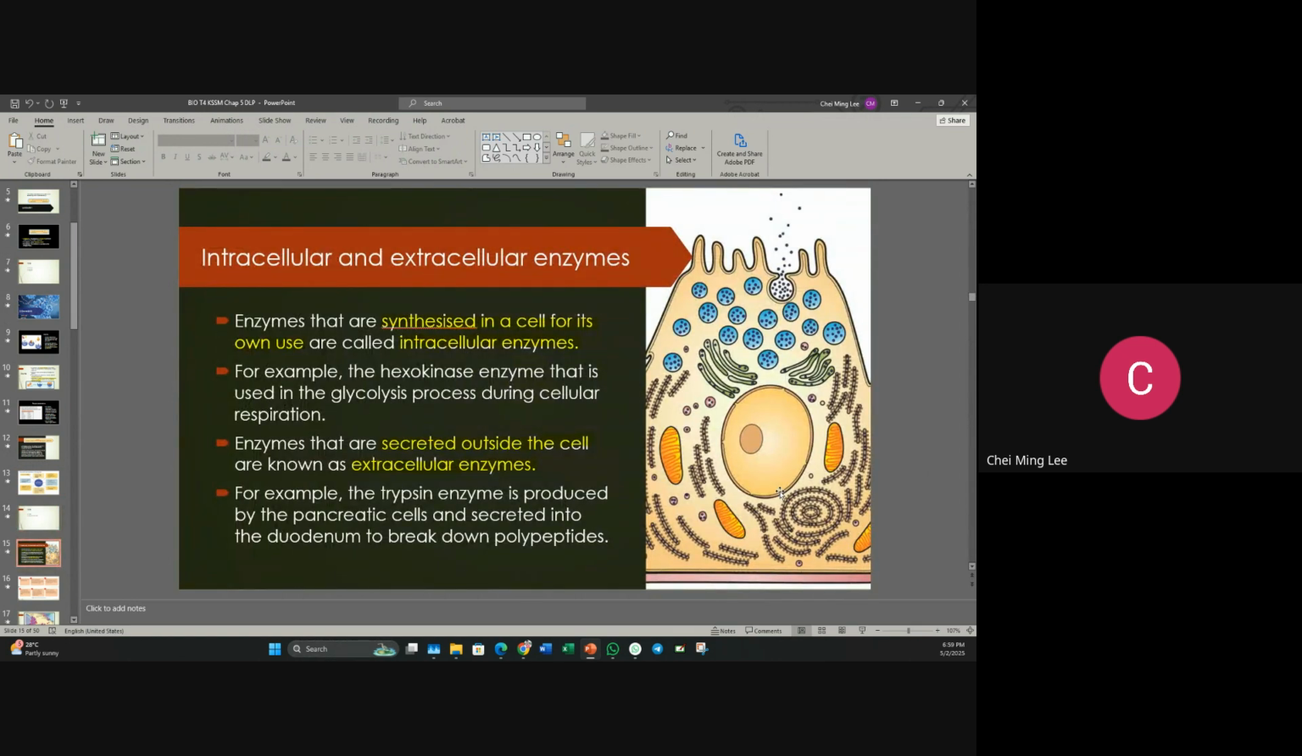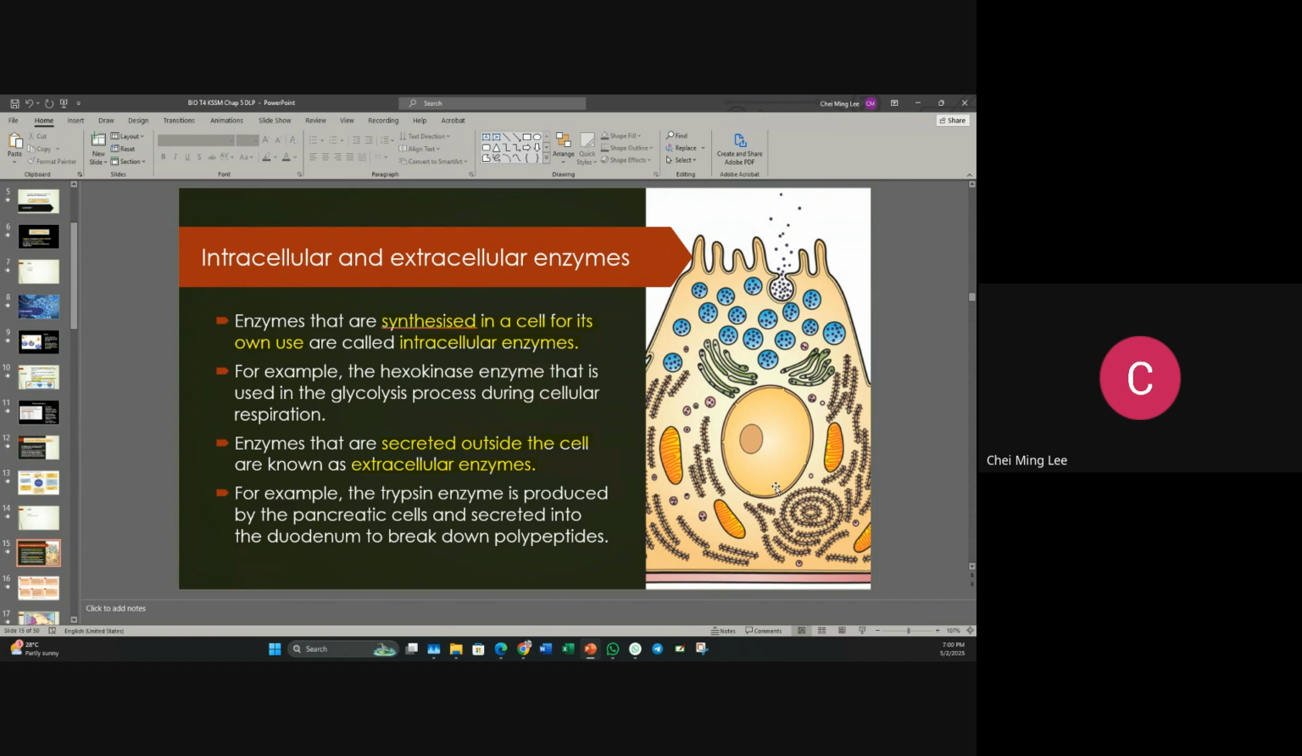Now let's see intracellular and extracellular. Intracellular enzymes are those that are built for the cell's own use. They use it by their own. Extracellular enzymes are those that will be released to the outside.